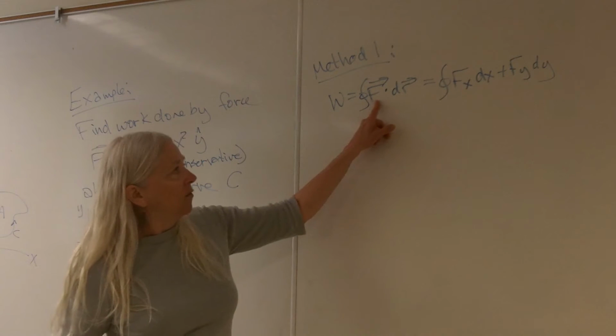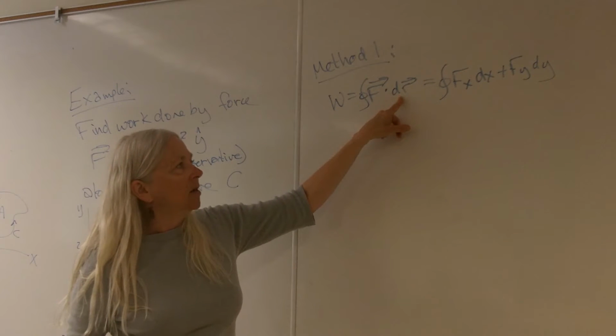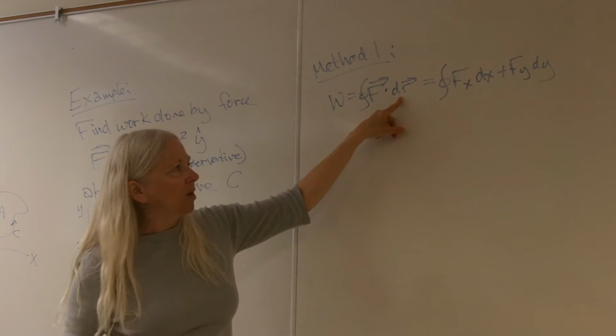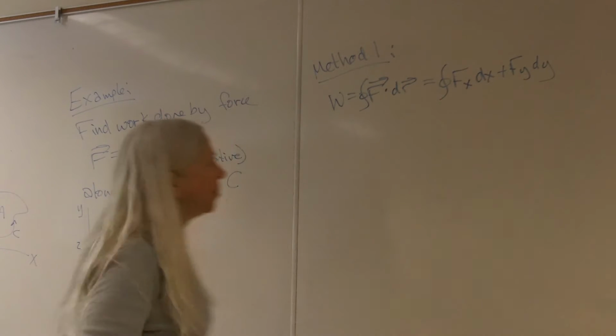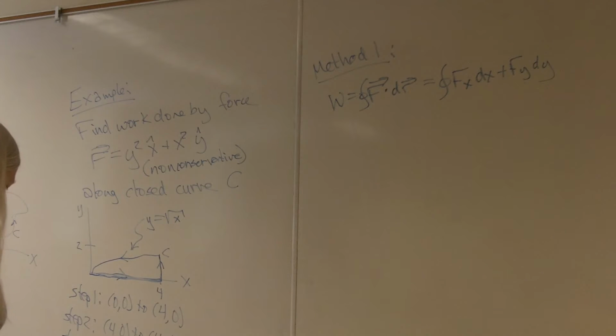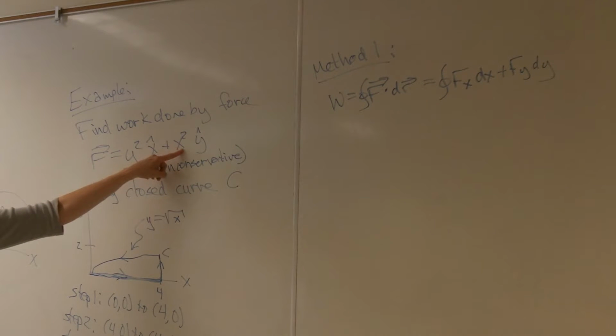Right? Because F, of course, is f sub x times x hat plus f sub y times y hat. dr is dx times x hat plus dy times y hat. So when we take the dot product of those two, this is what we get. And so we evaluated this, right? f sub x was equal to y squared. f sub y was equal to x squared.